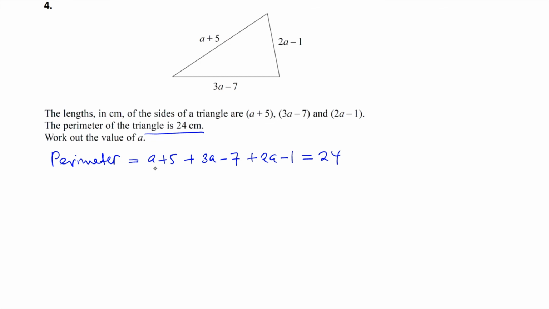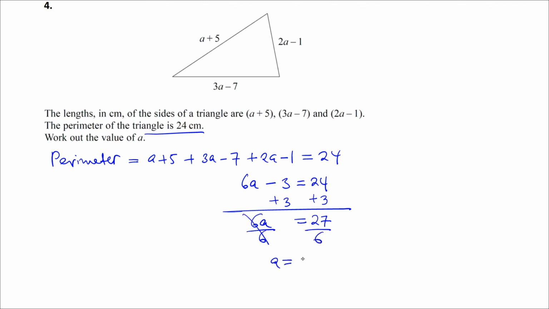All right, so let's look at this equation here. If you simplify this expression, you'll end up with 6 lots of A, so 6A minus 3 will be equal to 24. Now we need to work out the value of A, which means we just need to solve this equation. So let's isolate A by adding 3 on each side. So we'll end up with 6A is equal to 27, and then divide by 6. So A will be equal to 27 over 6. And that will be the resulting solution.